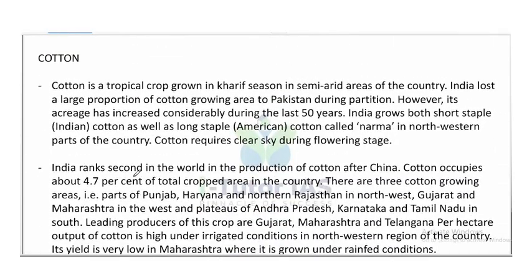Now, cotton. Cotton is a tropical crop grown in Kharif season in semi-arid areas of the country. India lost a large proportion of cotton growing area to Pakistan during the partition. However, its acreage has increased considerably during the last 50 years. India has grown both short staple, that is Indian cotton, as well as long staple, that is American cotton called Narma, in northwestern parts of the country. Cotton requires clear sky at the flowering stage.